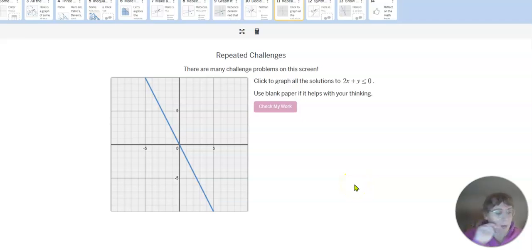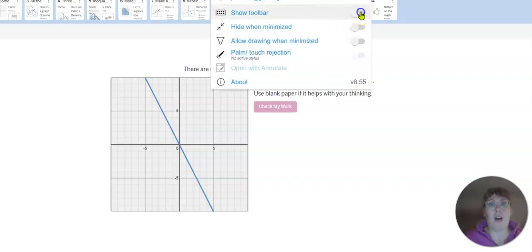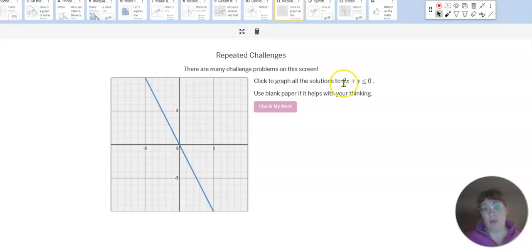Okay, my friends, so part 2 of this video says repeated challenges. There are many challenges on this screen. You're going to click to graph all the solutions to 2x plus y is less than or equal to 0. So we could test a point, or we could think of point combinations that if you multiply the 2 times x plus y, we'll get less than or equal to 0.